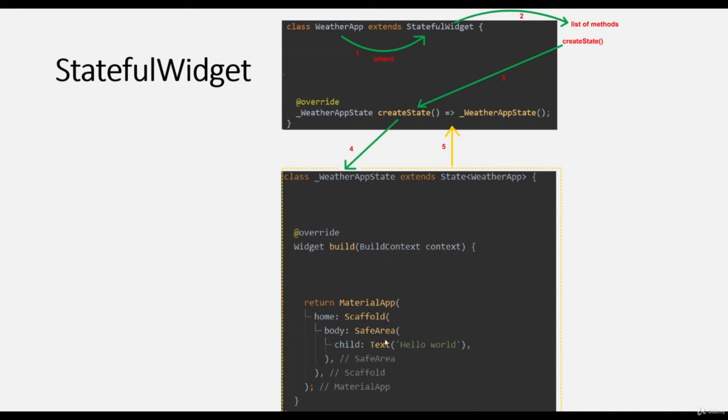And let's say, for example, if we change this text to something else and change the background color to something else, this build method or function will be called to rebuild the widget, and this state will get updated, and this class will create a new instance of this class of the weather app state.